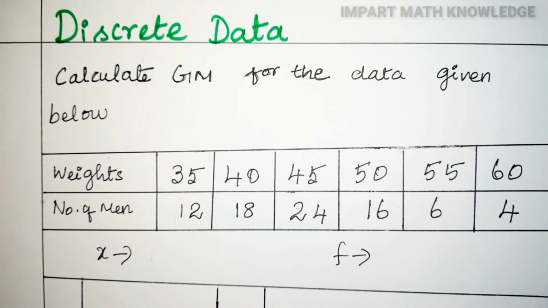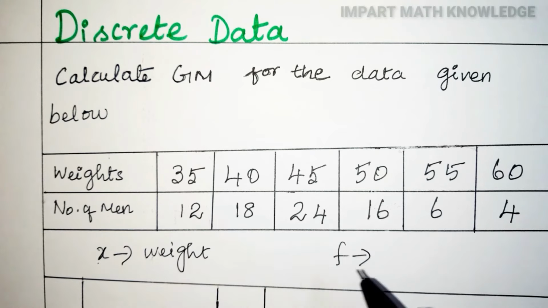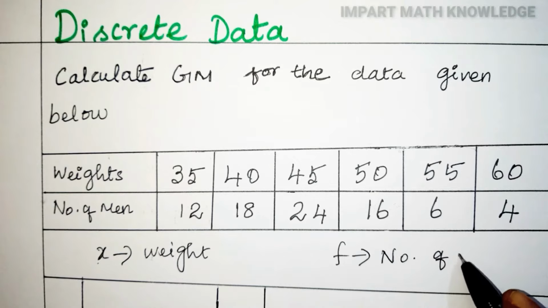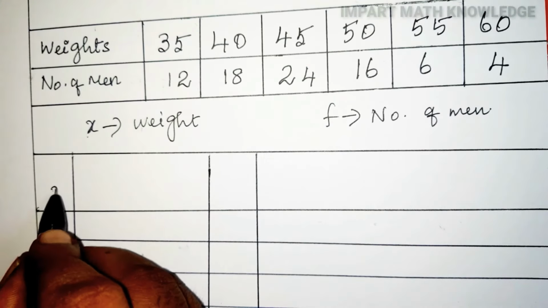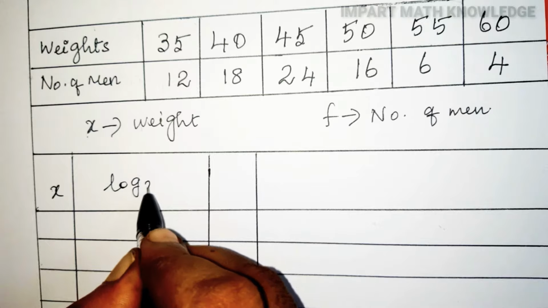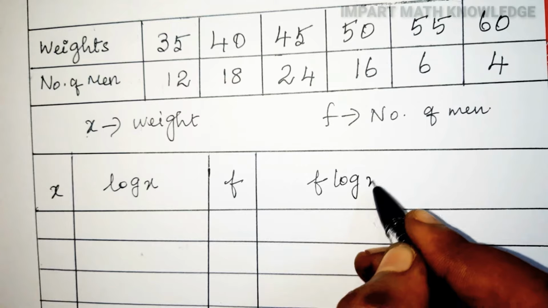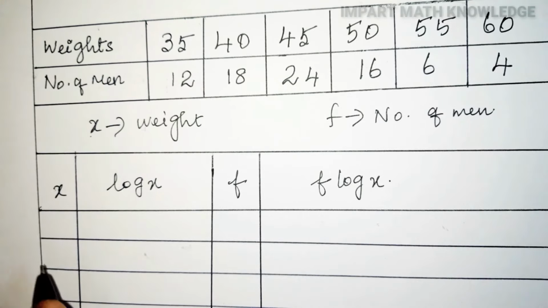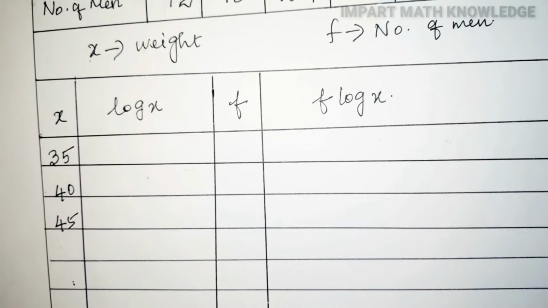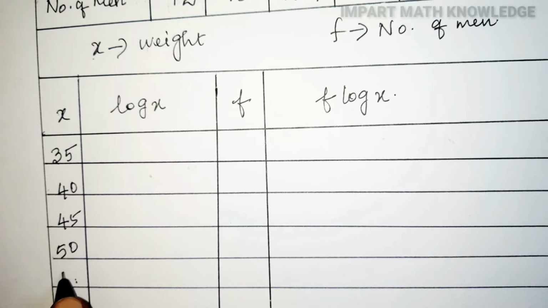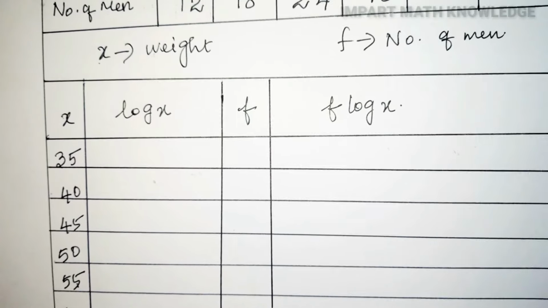Next one, discrete data. Here the weight and the number of men is given. X represents weight. F represents number of men. We need x, log x, frequency, and f into log x. X values are 35, 40, 45, 50, 55, 60. We have to find log value.